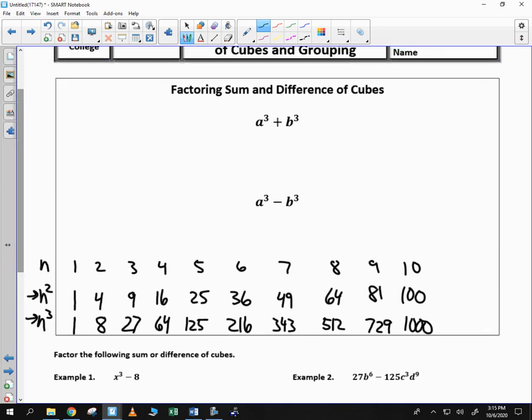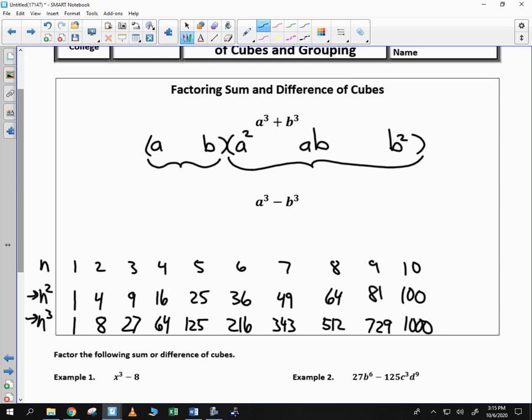So if you have two perfect cubes that are added together, they factor. And here's how it factors. The cube root of a cubed is a, and the cube root of b cubed is b. Then you square a to get a squared, you square b to get b squared, and you multiply the two together, ab, to get the middle. So you have a binomial and a trinomial that it factors to. Now there are signs that go along with this. As you can see, a plus in the original problem gives a plus here. You always have a plus on the end. This sign here is opposite what you see for the original problem.